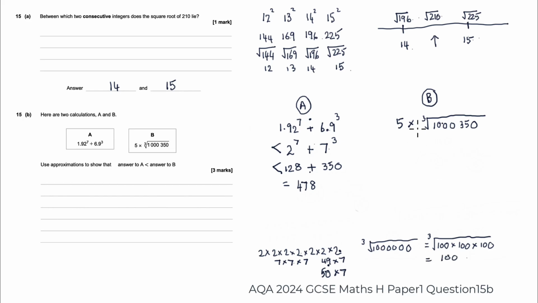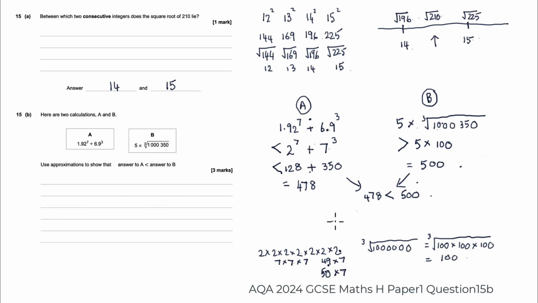So this is approximately 5 times 100. And remember, we reduced this 1,350,000 to 1 million. So we've got a smaller estimate than our original one. So the original one is greater than this estimate of 500. And looking at these two estimates, you can see that 478 is less than 500.